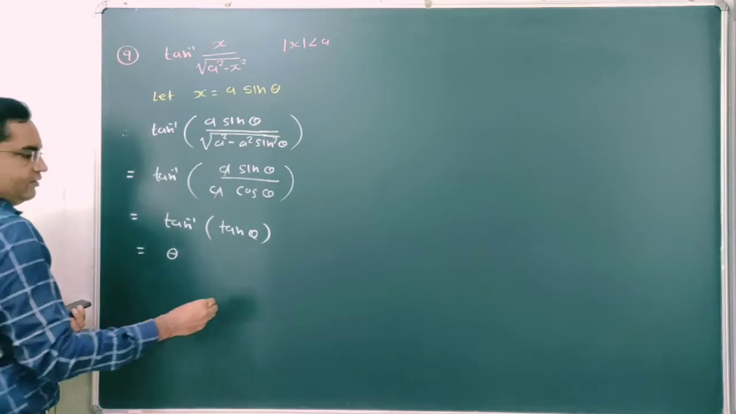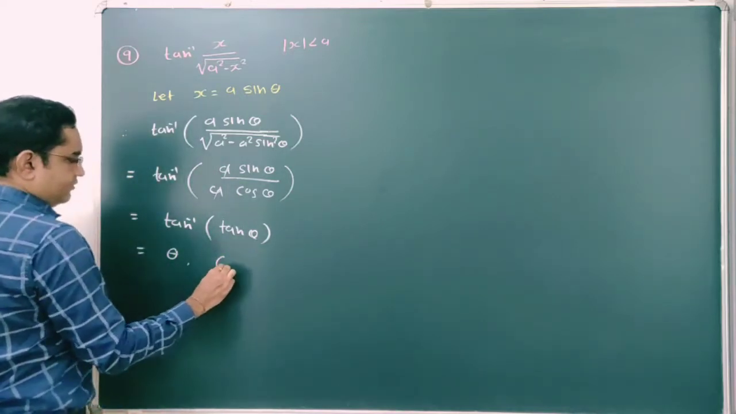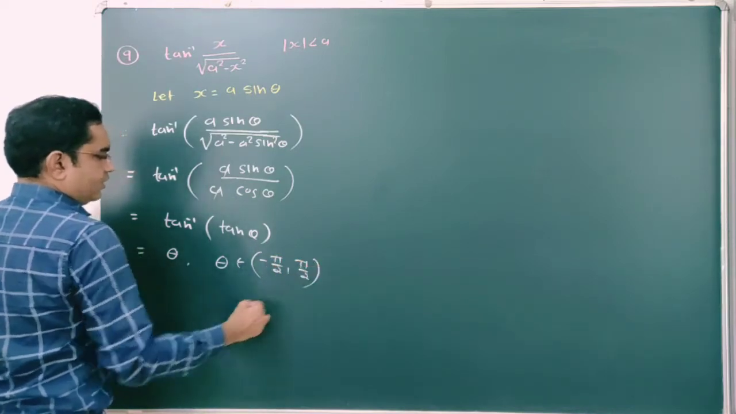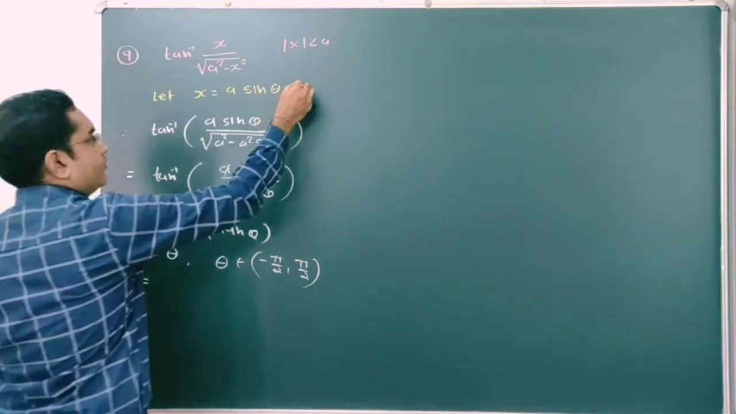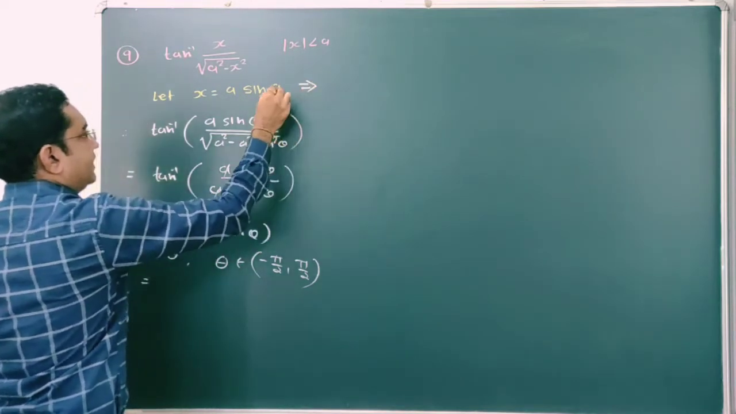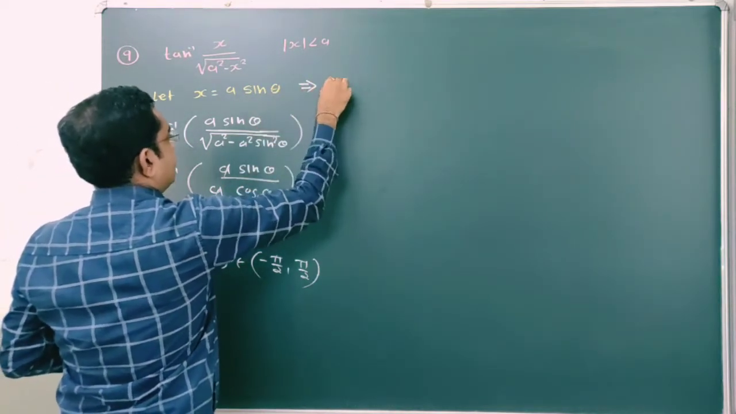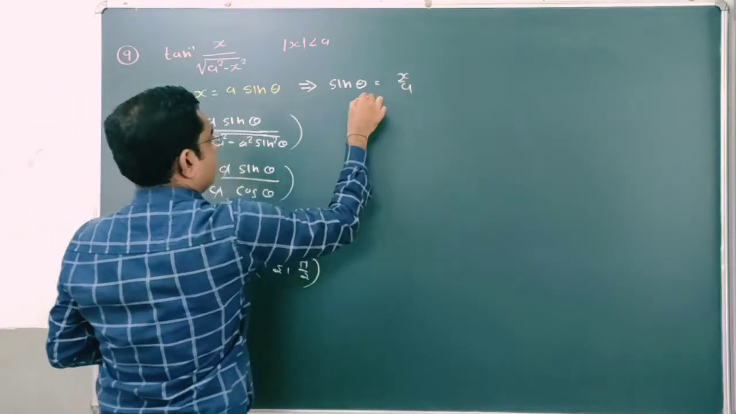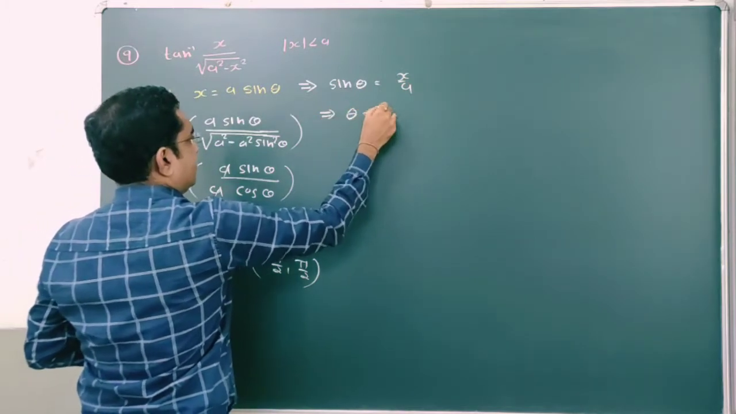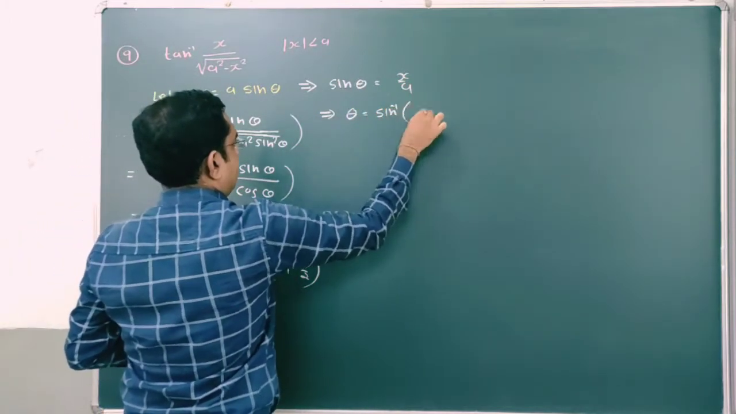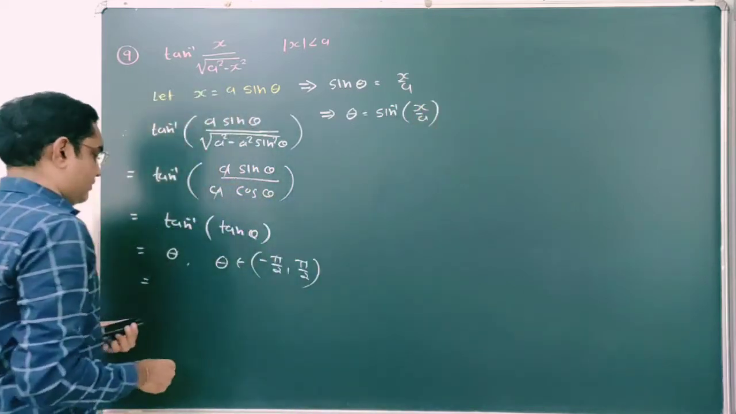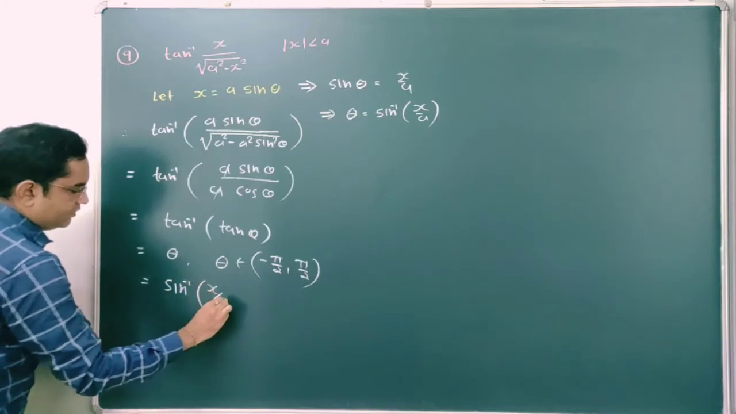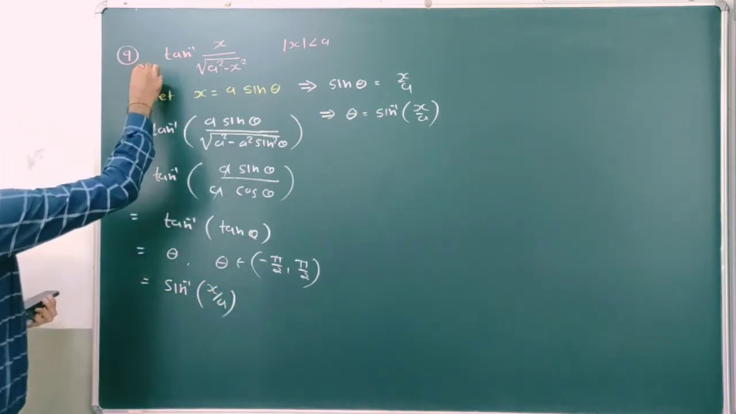It is equal to theta when theta lies in the principal range of tan inverse, minus pi by 2 to plus pi by 2. And what is theta? Here we can write sin theta is x upon a, and therefore our theta is sin inverse x by a. So our answer must be in terms of sin inverse x by a. This is the simplest form of this given tan inverse.